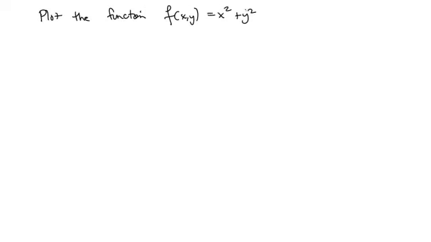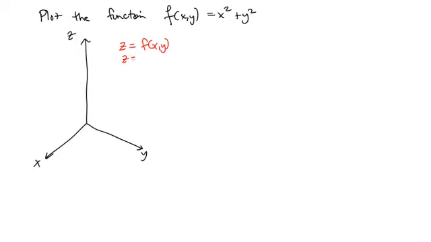Let's plot the function f of x, y equals x squared plus y squared. So I'll put up some coordinate axes here, so I have something to work with. Plotting the function means to make its graph, and so the graph is simply going to be the equation z equals f of x, y, or in this case, z is equal to x squared plus y squared. And so now I can go back to using the techniques we had talked about earlier for plotting a surface. Namely, I'm going to look at traces. In this case, I'm going to look at z traces.